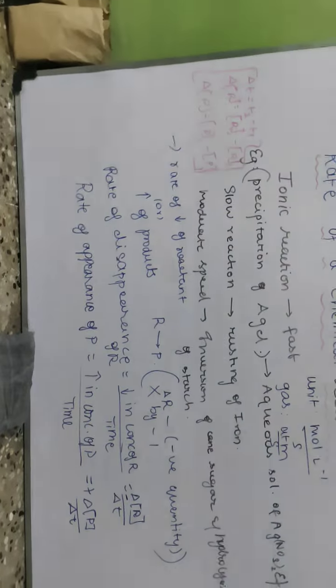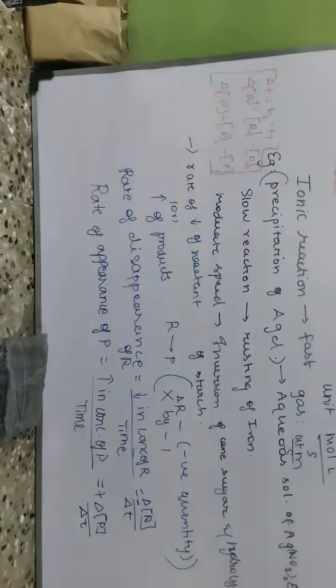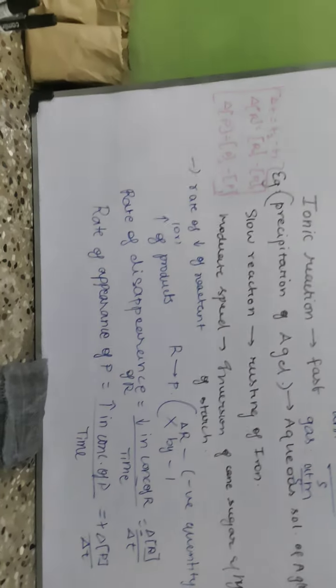And the second type is slow reaction. A slow reaction example is the rusting of iron when it is in the presence of moisture and air.